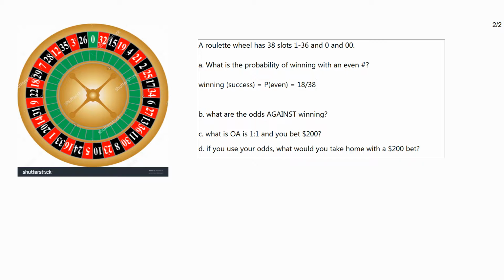Okay, make sure you understand that because there's 38 slots. Where did I get 18? No, where did I get 18? 18 is half of what? 36. There's 36 numbers. Okay?